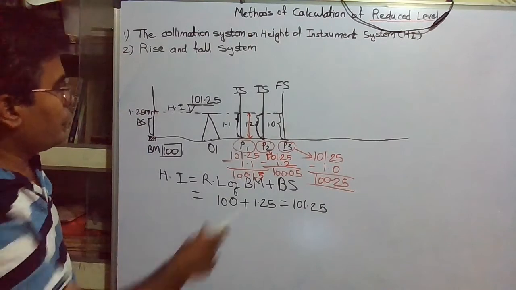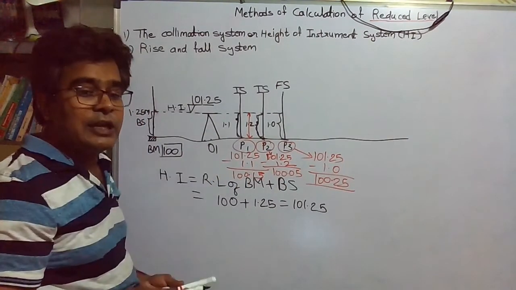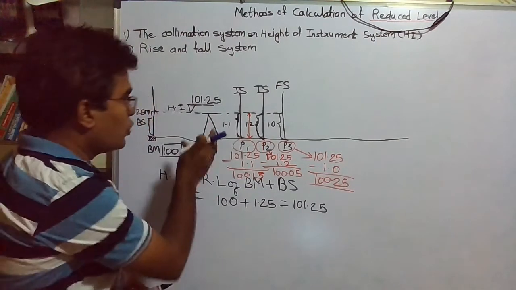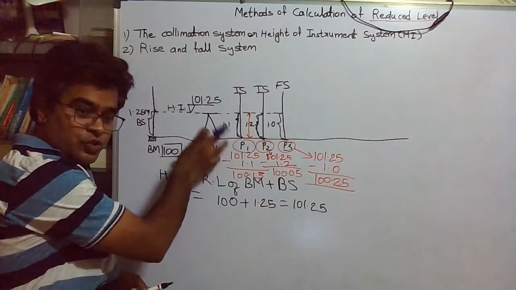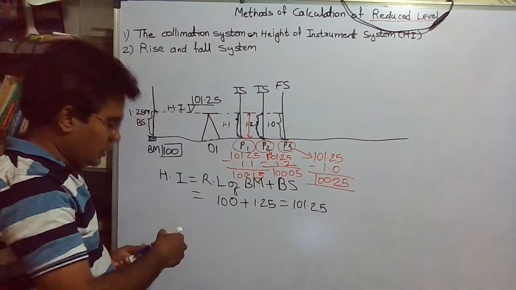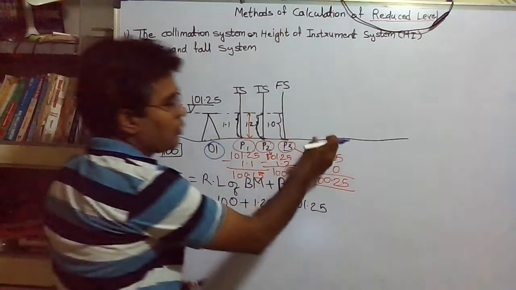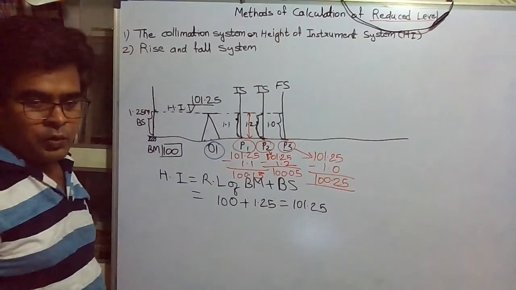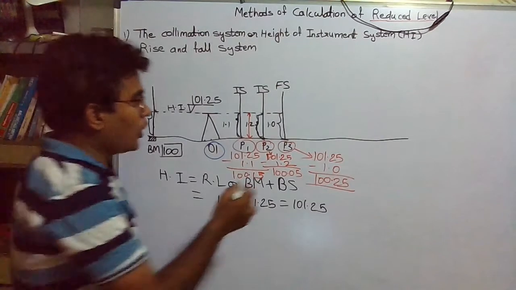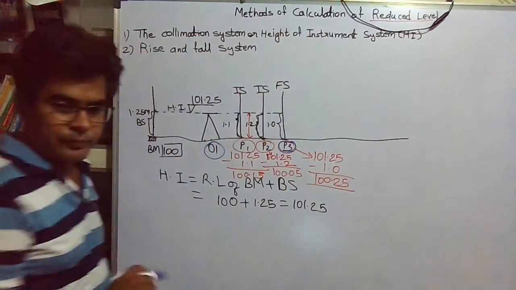Then suppose now after this point P3 we are unable to see the reading clearly. Then what is the state? Then what do we have to do? We have to shift this instrument from location O1. This is location O1, and we have to put it at another location O2. While doing that, keep in mind we will not leave the staff at point P3.